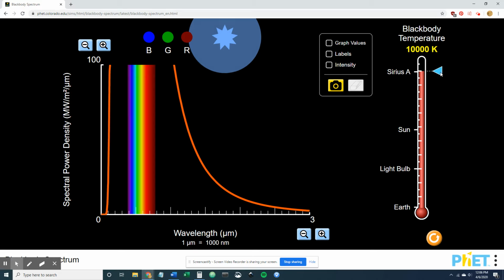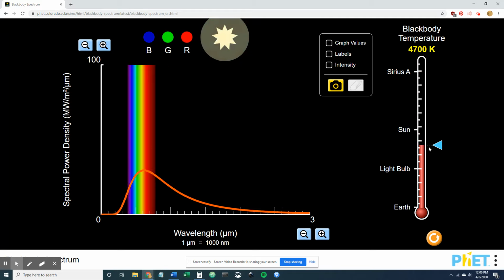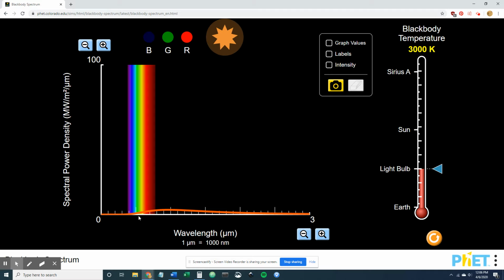How does this relate to Wien's displacement law and finding peak wavelengths? Well, I'll show you. And the simulation I think is kind of helpful. Let's set the temperature to 3000 Kelvin, which is about as hot as a light bulb. And you see a very low spectrum.